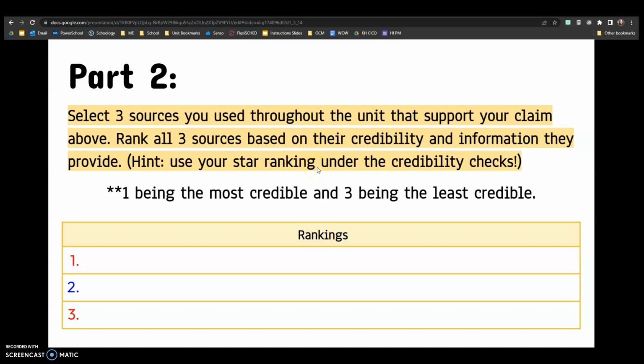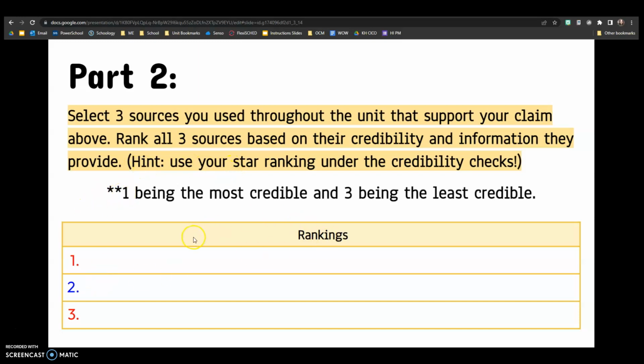Now, for this part, it is incredibly important that you pick sources that go with the claim that you just chose. So if you decided hunger is the most immediate, you need to use the sources that we read for hunger. You should not be using the water sources, because that obviously would not be supporting your claim. If you chose water, you need to be using the water sources that we did our credibility checks on. So make sure that you're using the right sources for this part.